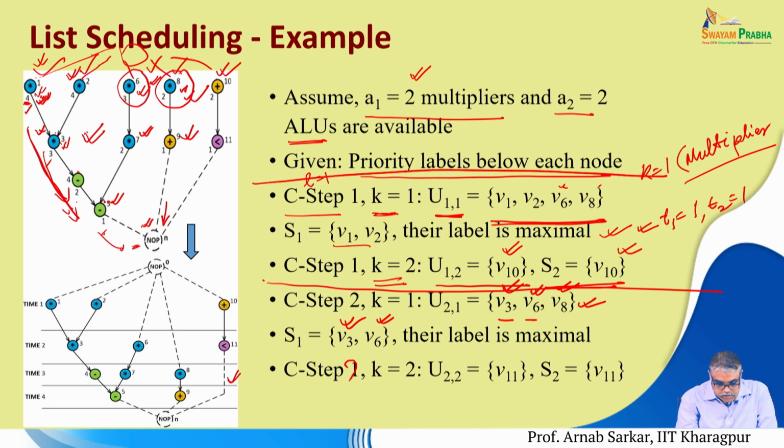Sorry, this is time step 2. Then at time step 2 for k equals 2 we see that operation 11 has now become ready because operation 10 has already been scheduled, and therefore, we schedule operation 11 at time step 2. Likewise, we proceed.